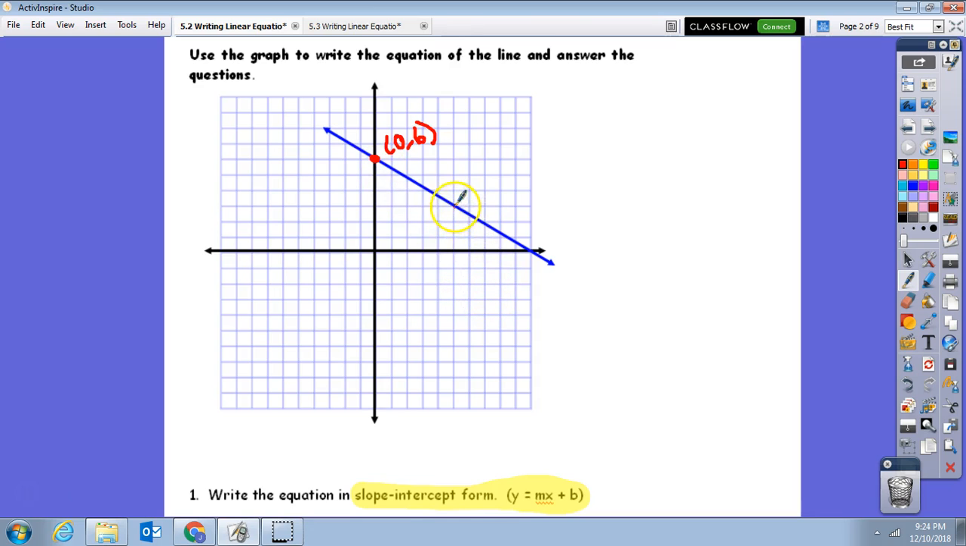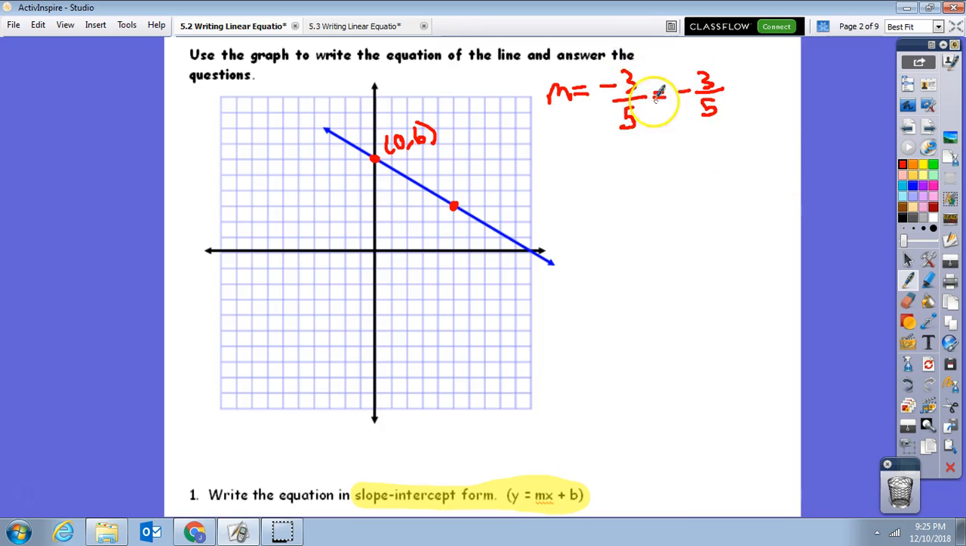Then I notice that it passes through this point here. So if I look and it goes from this point down to this point, number one, I should know that my slope is going to be negative. The next thing I need to be able to do is be able to count. Notice this one goes down 3 spaces and over 5. So that would be down 3 over 5. In other words, negative 3/5 is my slope.